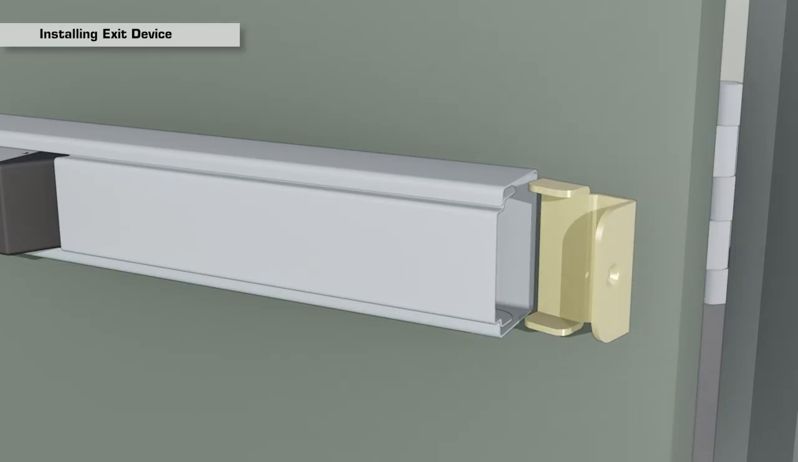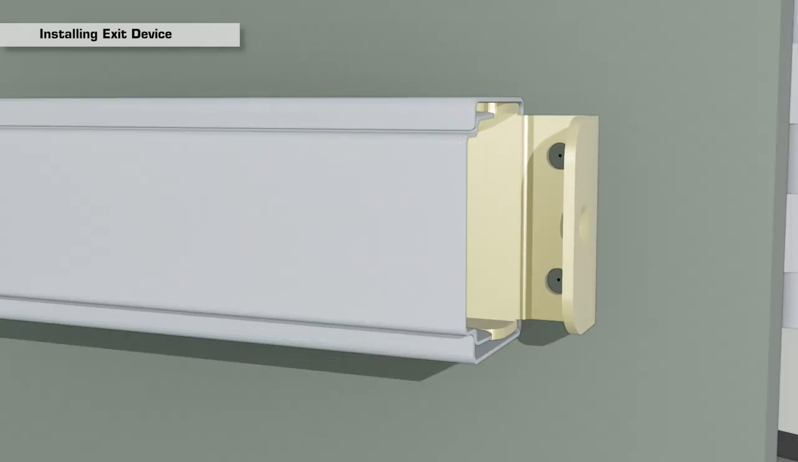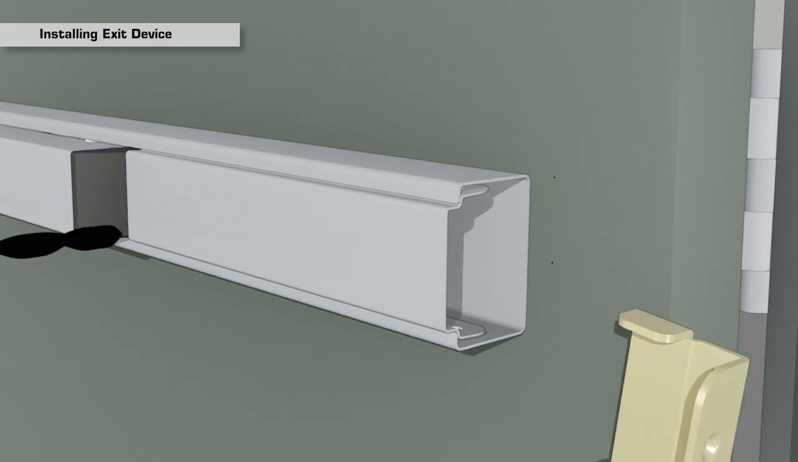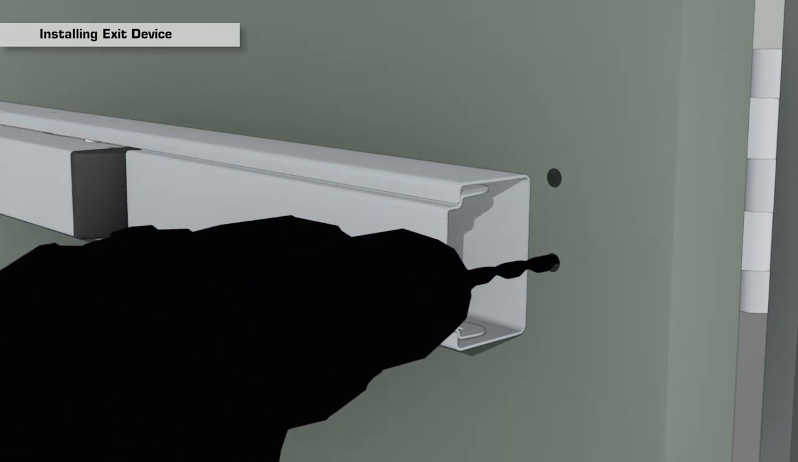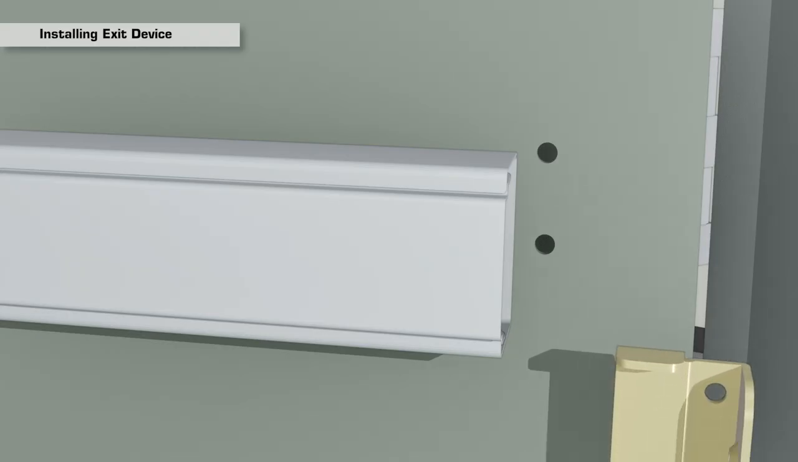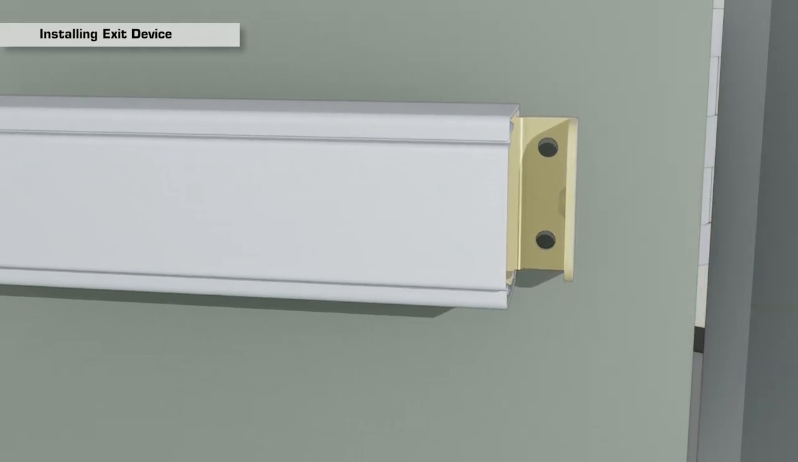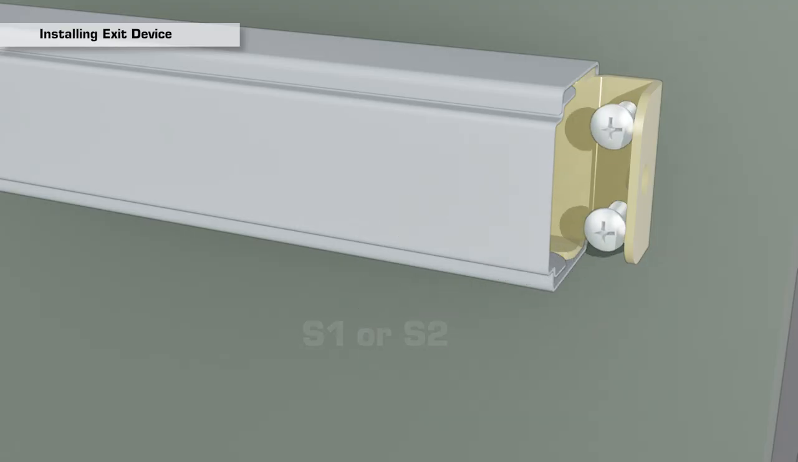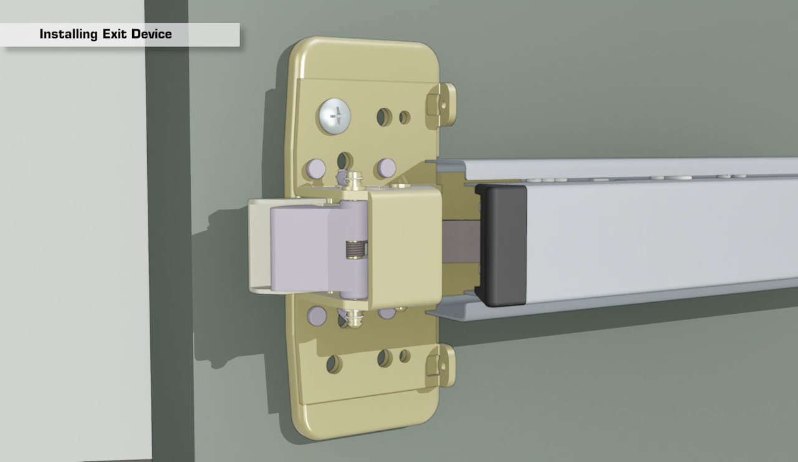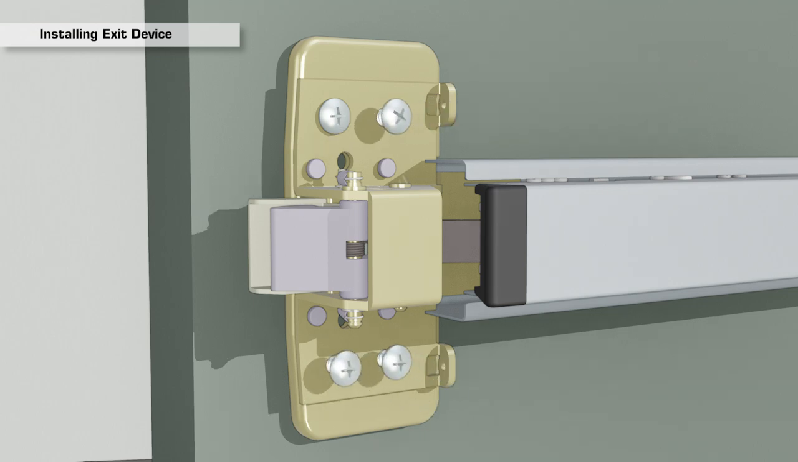Insert the end cover mounting bracket and mark the holes. Then drill your pilot holes for the bracket. Reinsert the end cover mounting bracket into the rail and align with the new pilot holes. Then fasten with two S1 or S2 screws. Now, using three more mounting screws, finish securing the head chassis.